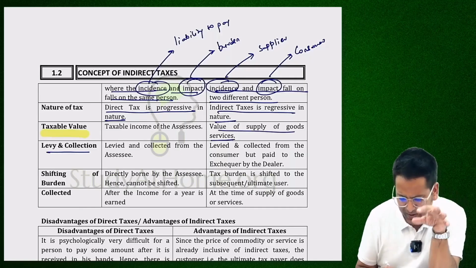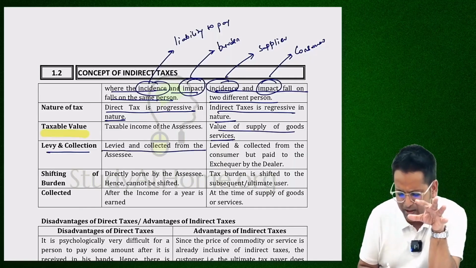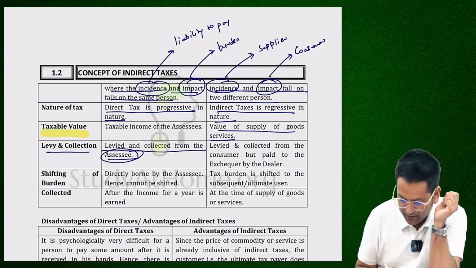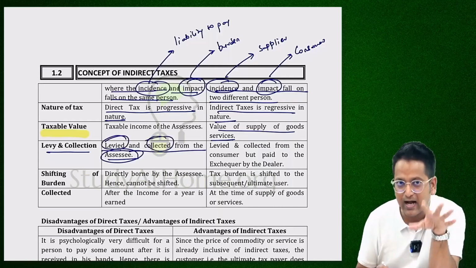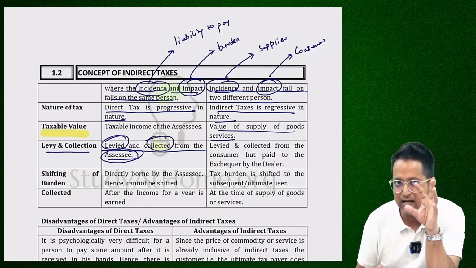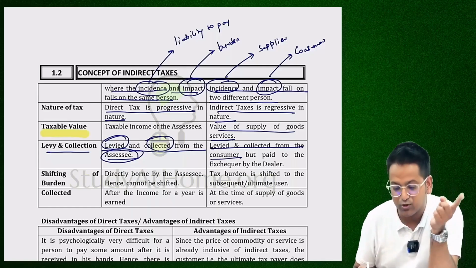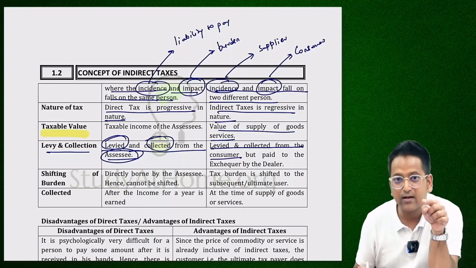Levy and collection. Who do we impose it on and who pays? Taxpayers, also known as assessees. Okay? So, levy and collect. Levy means to impose, collect means to take. Taking tax and levying tax are two fundamentally different processes. Okay, we levy and we take it from the assessee. And the tax will be levied on and collected from the consumer. Right?